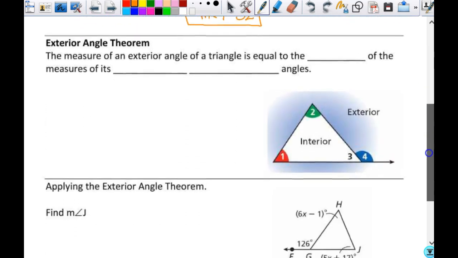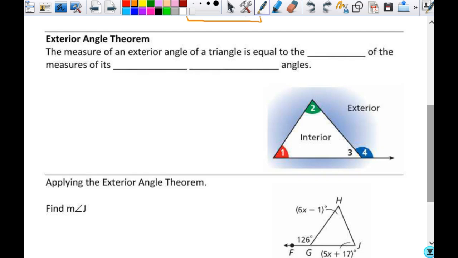Okay, good. All right, now we have the exterior angle theorem. Exterior angle means on the outside, right? So the measure of an exterior angle of a triangle is equal to blank.